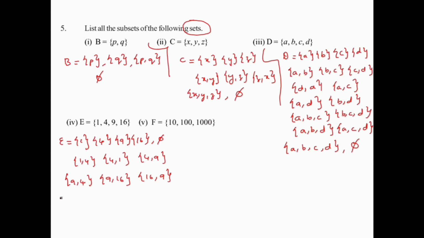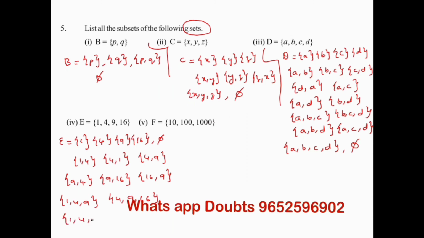Now eventually I can write it as a group, that is 1 comma 4 comma 9, and also I can write 4 comma 9 comma 16. What are the options I can write? 1, 4, 9, and I can also write 1, 4 and 16 as a group, right? And also I can write 4, 9, 16 first, and last is 1 comma 4 comma 9 comma 16.